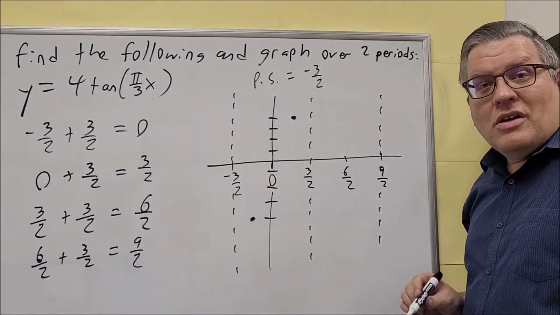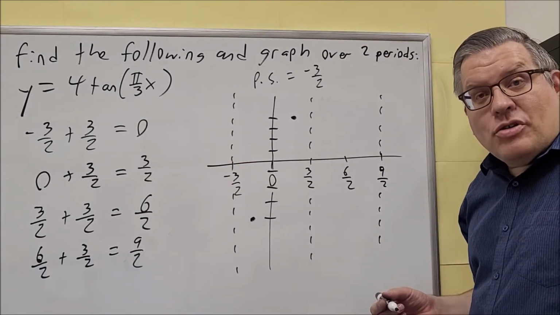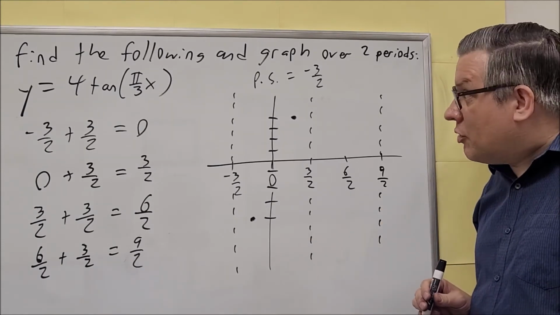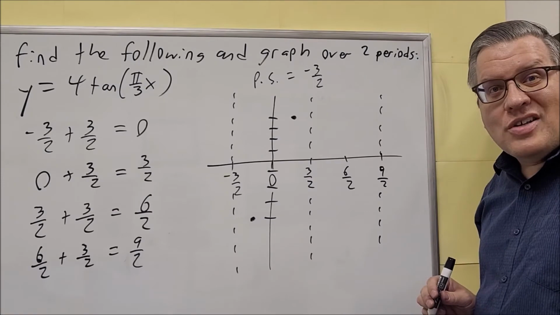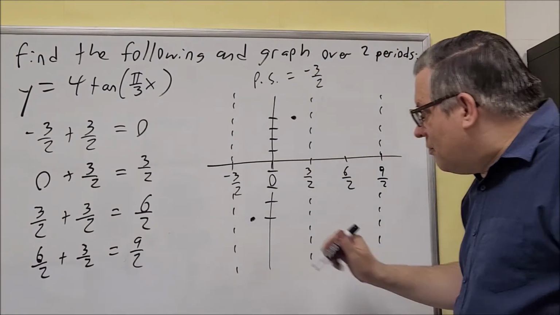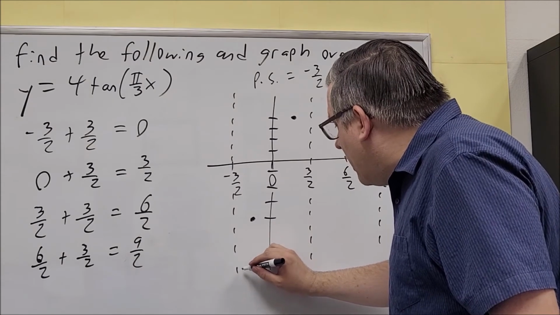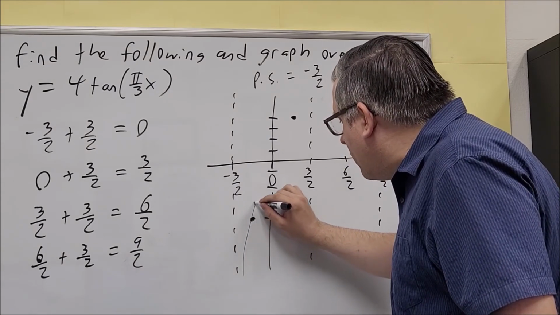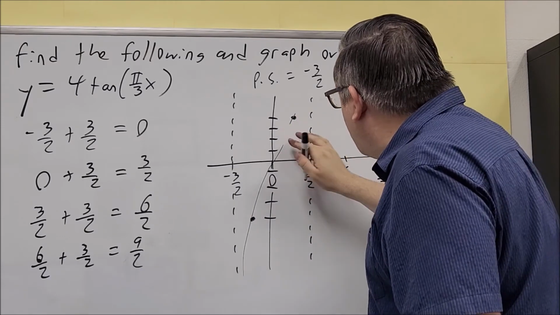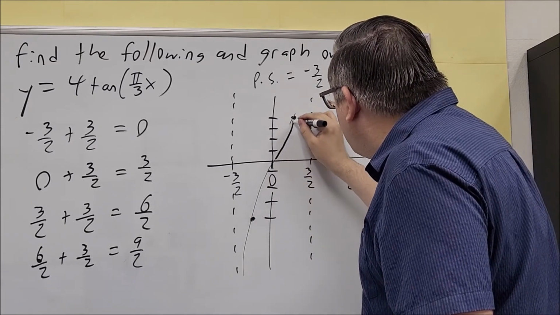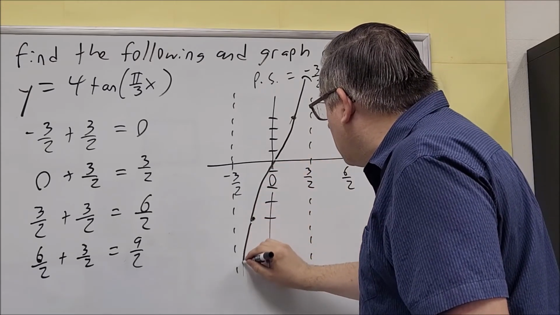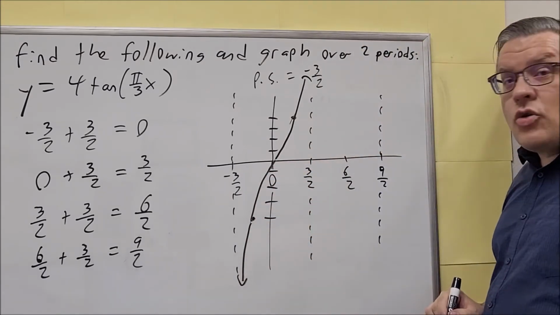Remember, we don't really have an amplitude here. We don't have amplitudes with tangent and cotangent graphs. But what the 4 does is a vertical stretch. So what will happen is the graph is going to follow this one here. It's going to go through there, and then it'll hit this one and go out like that. Make this a little bit darker here. And that's what that's going to do.